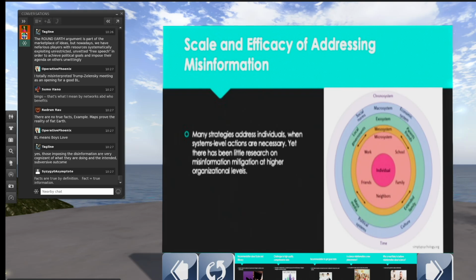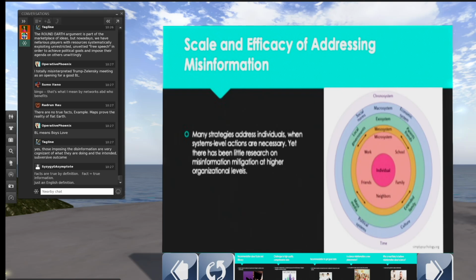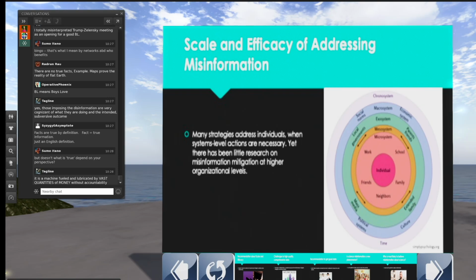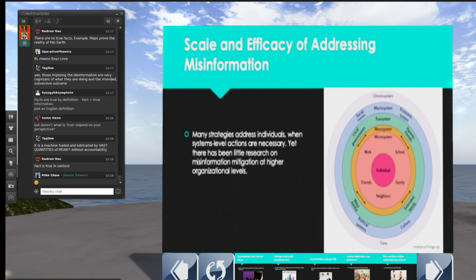Syzygy says facts are true by definition. Fact equals true information. An English definition. Sumo says, but doesn't what is true depend on your perspective? Tagline says it is a machine fueled and lubricated by vast quantities of money without accountability. I think maybe it is time to move on. You're welcome to keep adding information here. Radwin says fact is true in context.